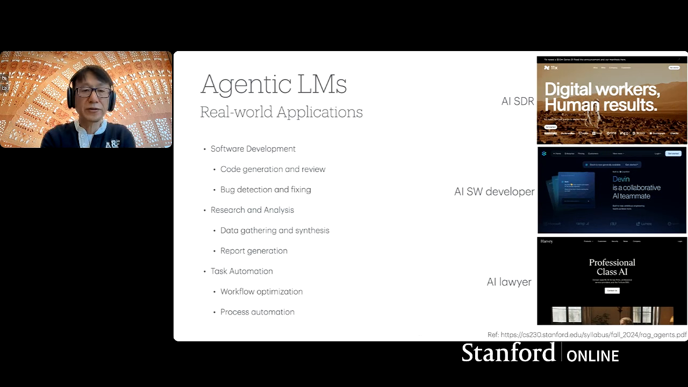All right, so here are the real world applications: software development, code generation, or bug fixing. This type of development is widely investigated and researched by different organizations, and there are companies trying to provide these services, as listed on the right side. Then research and analysis, which gathers information, synthesizes it, and then provides a summary for the users. And task automation is one of the areas where the agentic method could be used.